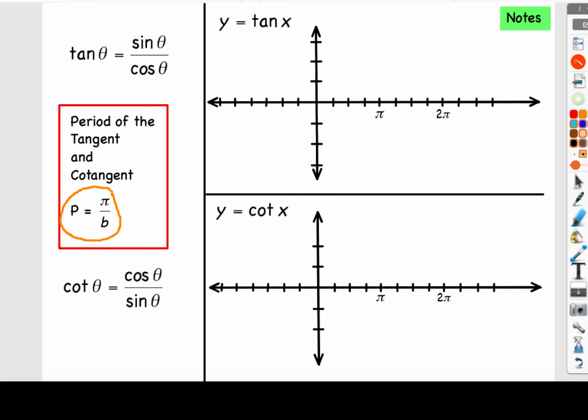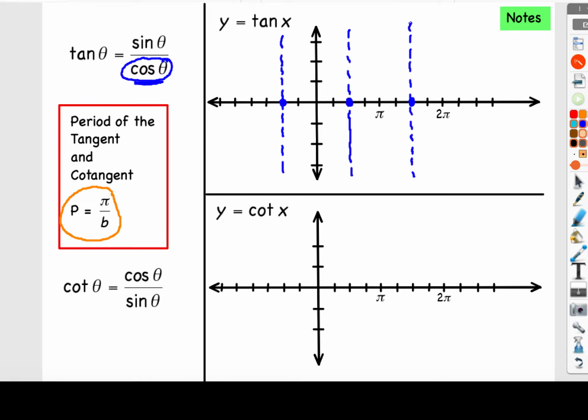For the tangent, notice that again, we have the sine divided by the cosine. We know that formula. Well, if we're dividing by the cosine, the first couple of places that the cosine would have been equal to 0 would have been at pi over 2, or negative pi over 2, or possibly 3 pi over 2. Well, that means that if we're dividing by the cosine, the first places that the tangent does not exist are at negative pi over 2, pi over 2, and 3 pi over 2.